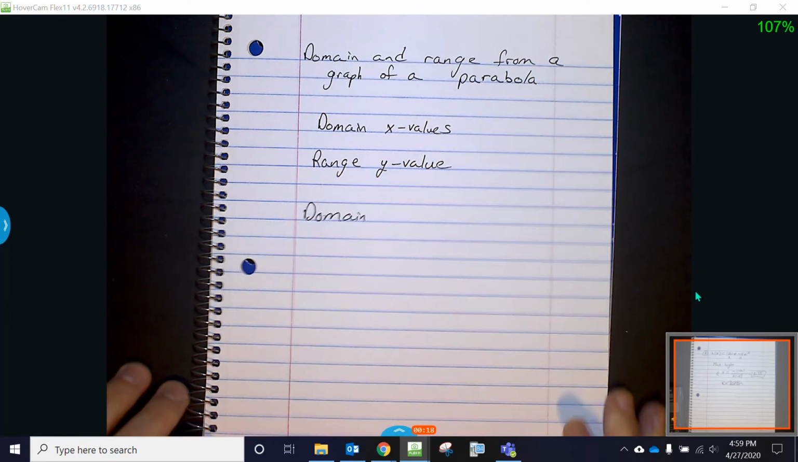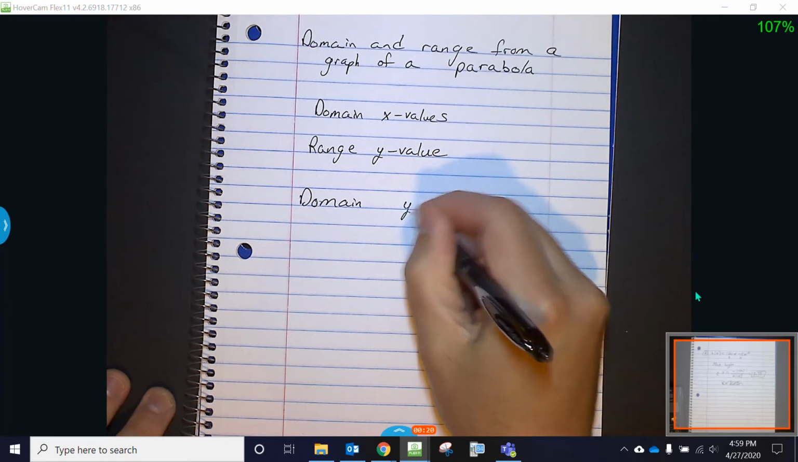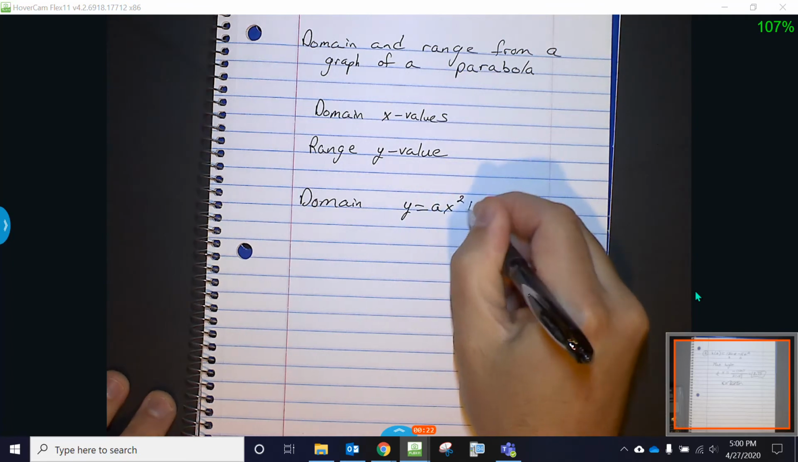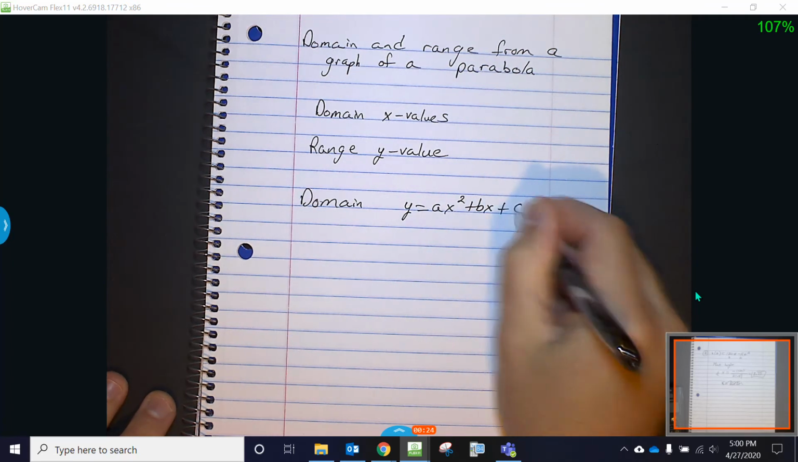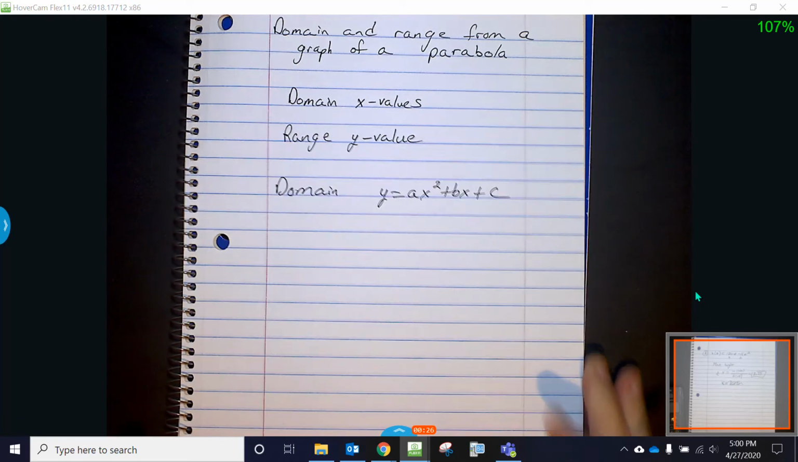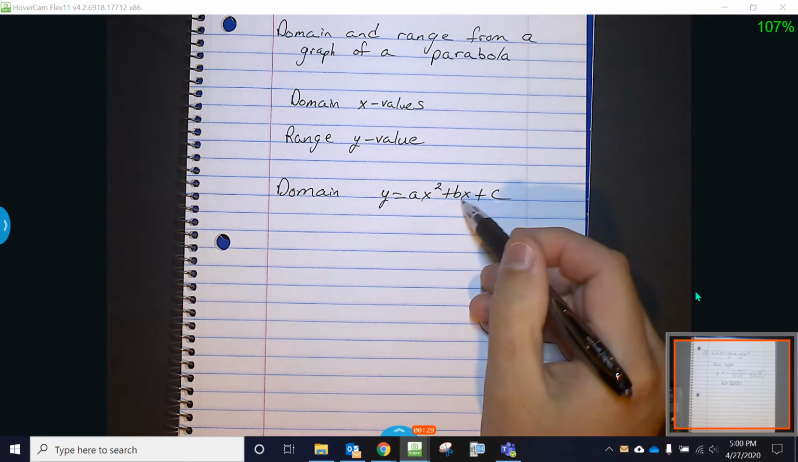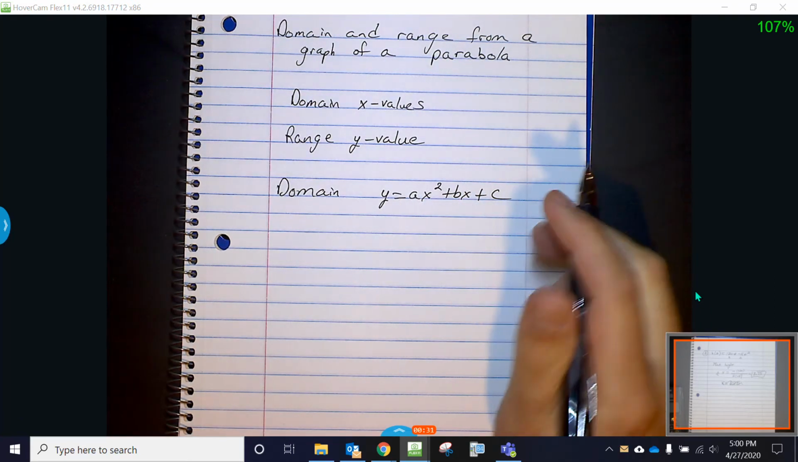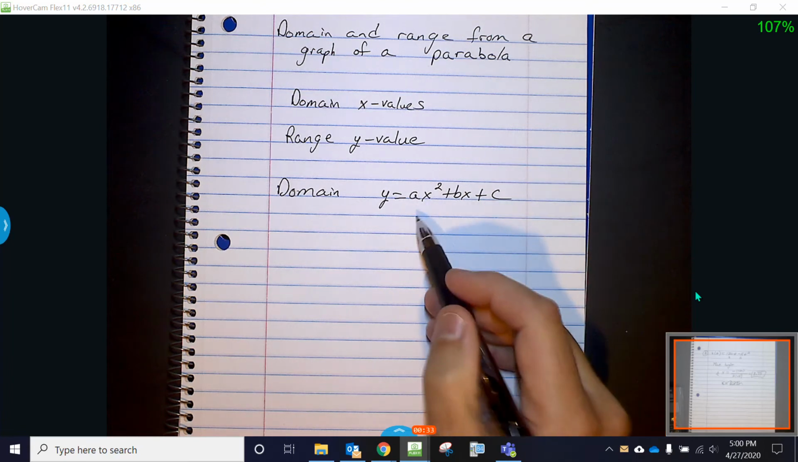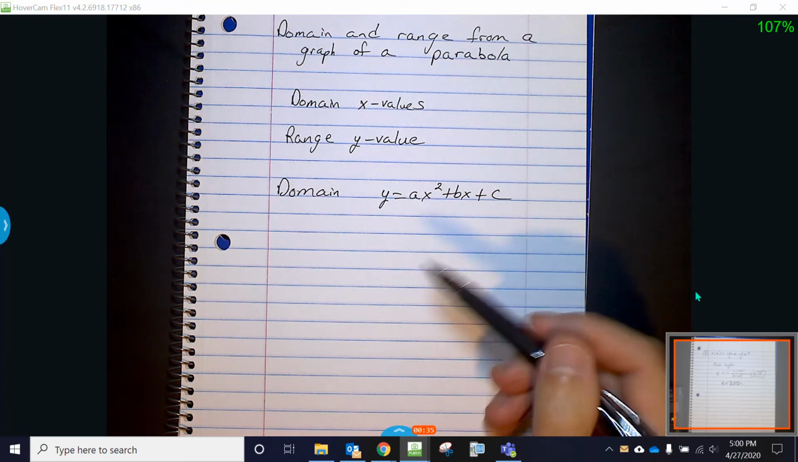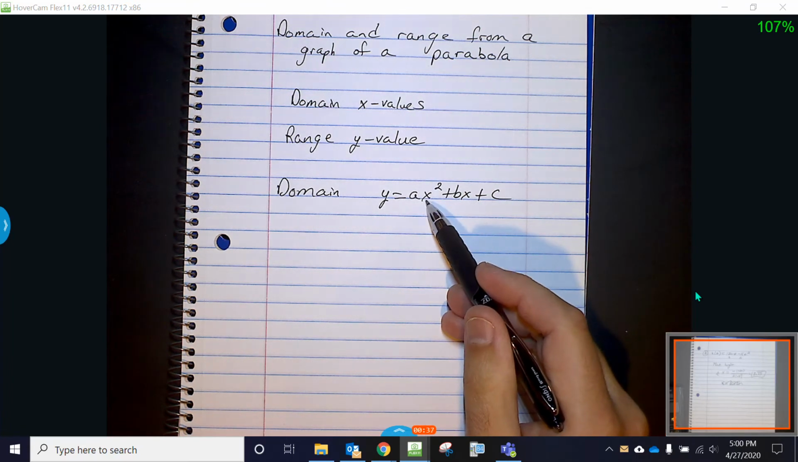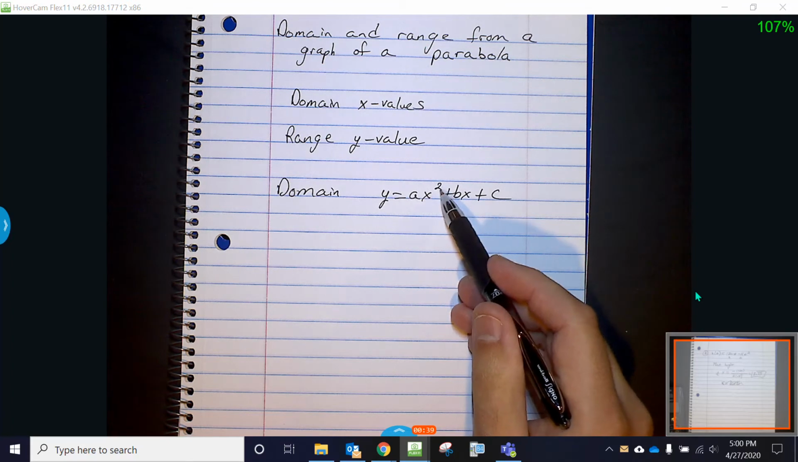Given a function y equals ax squared plus bx plus c. That's a form of a quadratic where they give you different numbers here, so it makes a graph. All right, so let's think about the x values we plug in. What kind of numbers can we square? Well, we can square anything.